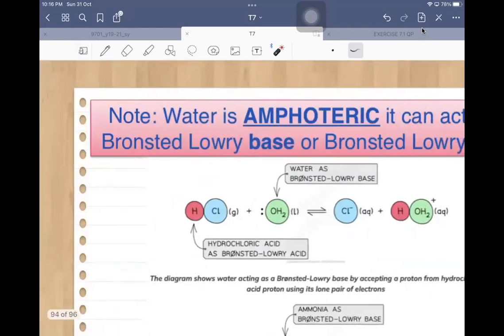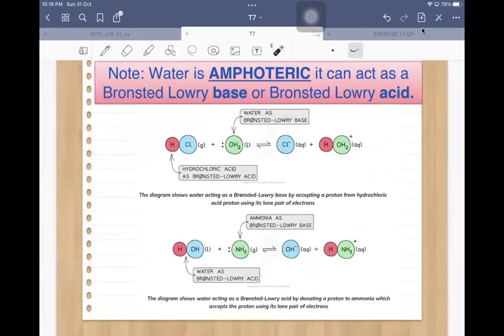Water is called amphoteric because it can act as a Bronsted-Lowry base or Bronsted-Lowry acid. As you can see, when it reacts with an acid, it becomes a base. When it reacts with a base, it becomes an acid. And it has to follow the Bronsted-Lowry definition. It will either accept a proton or donate a proton.